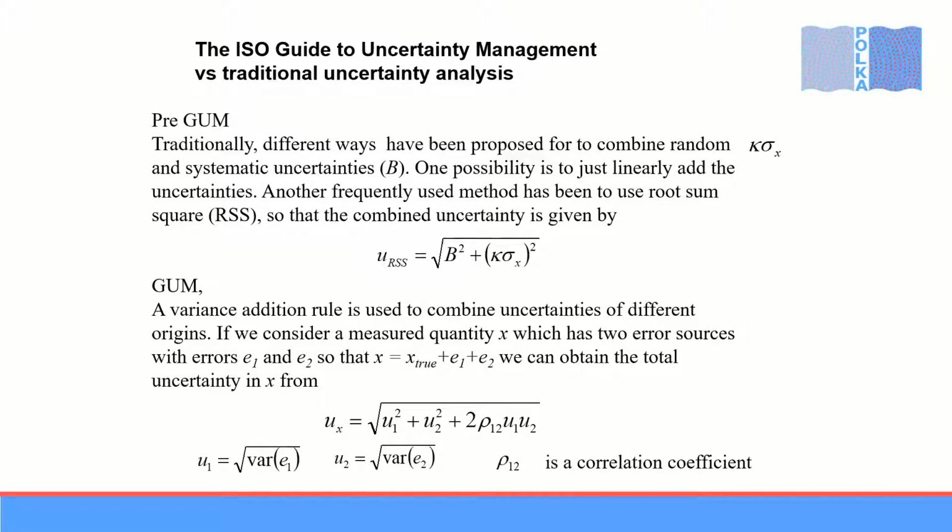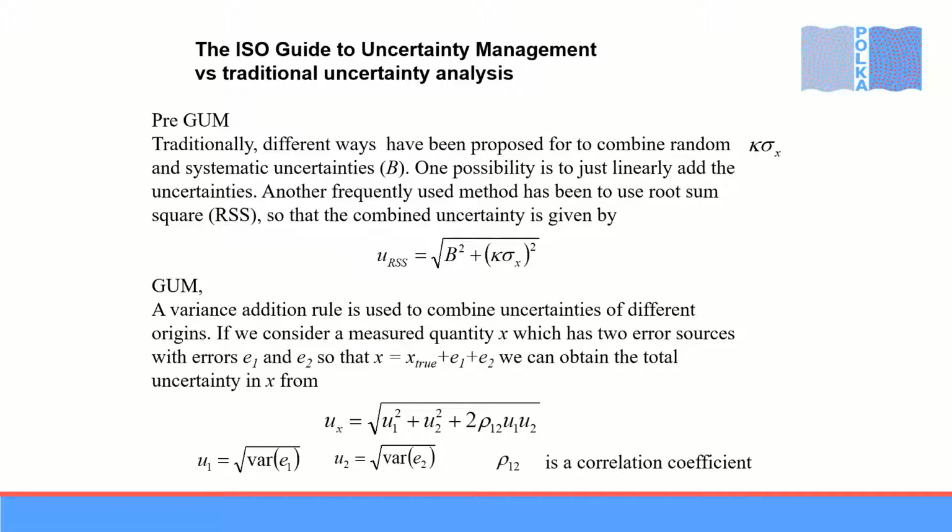Then if you have different errors, the question is how to combine them to get the total error margin or confidence interval of your measurement. So how do you traditionally combine random and systematic uncertainties? One possibility was just to linearly add them, and the other one, which is more commonly used, is the root sum square. So you square them, add them, and take the square root.